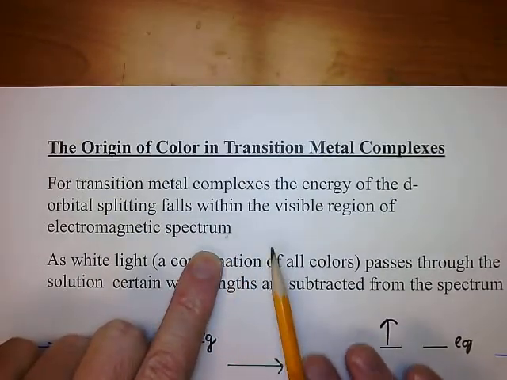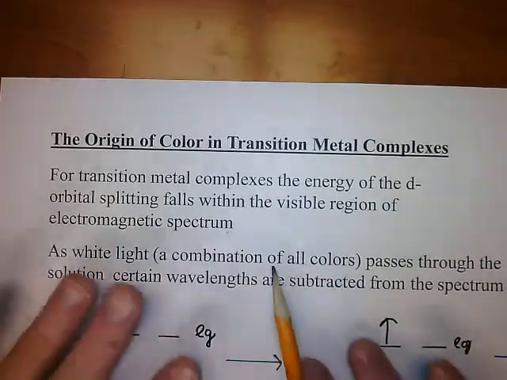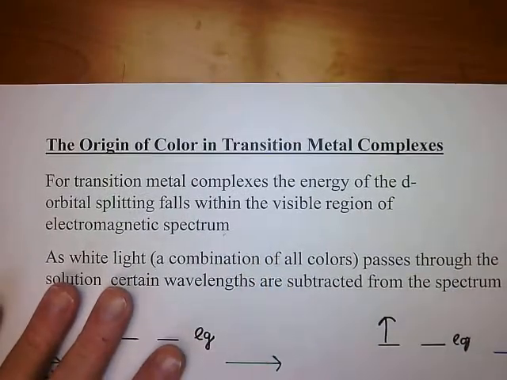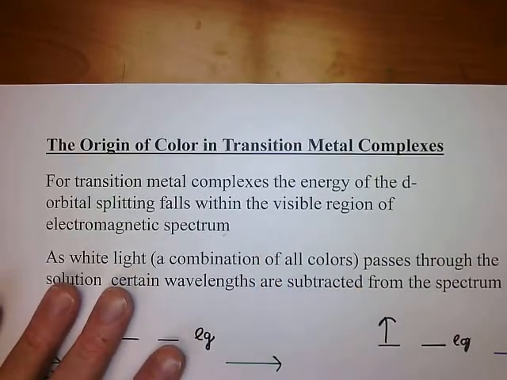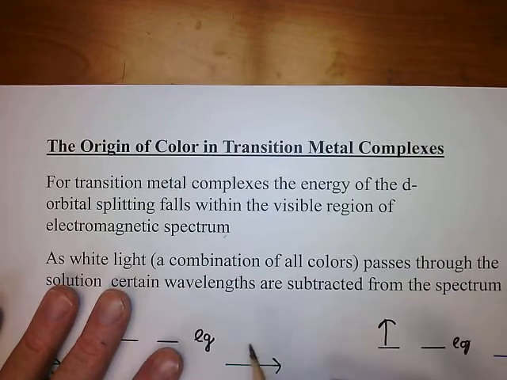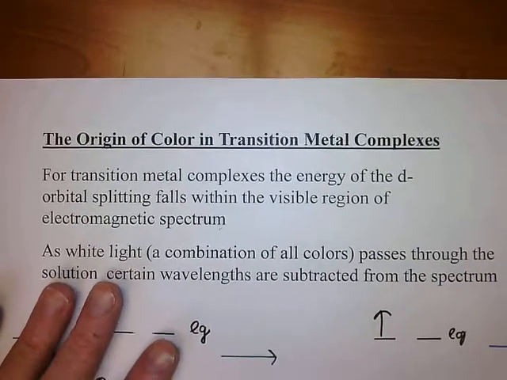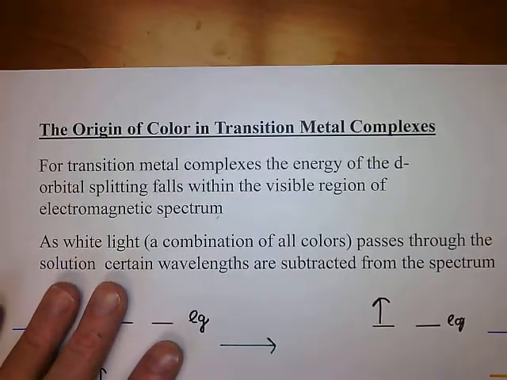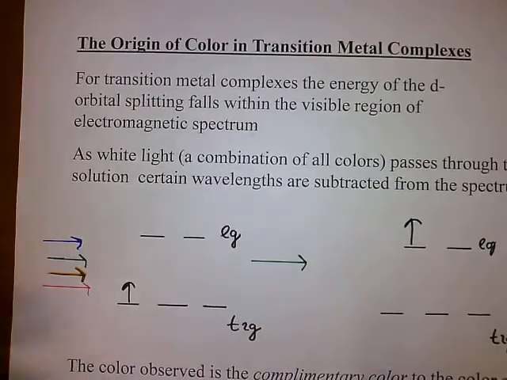Just like that last calculation with the cobalt hexammine, the field splitting corresponds to a wavelength of 434 nanometers. That falls in the visible region. So why are these compounds colored?